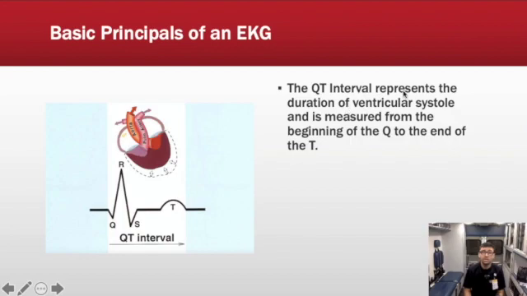So the QT interval represents the duration of ventricular systole and is measured from the beginning of Q to the end of T. So again, this is during the entire phase from beginning of Q to end of T. This is your QT interval.